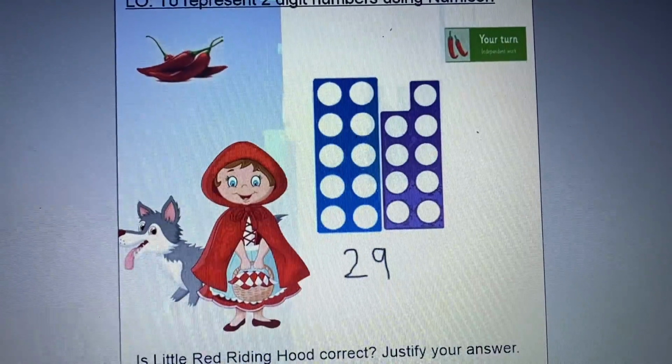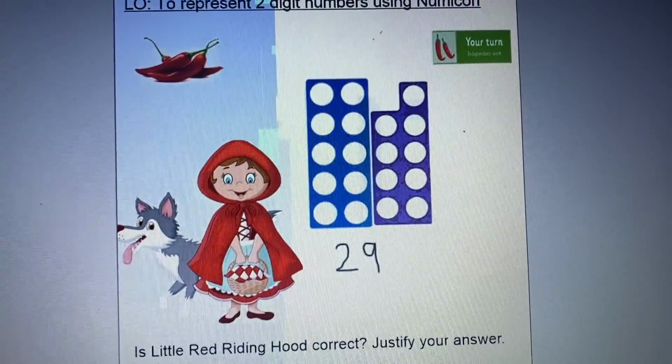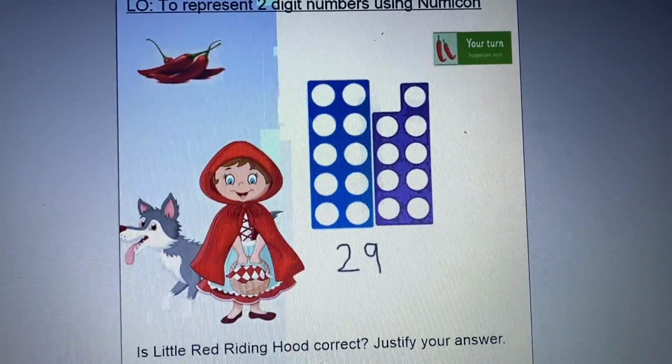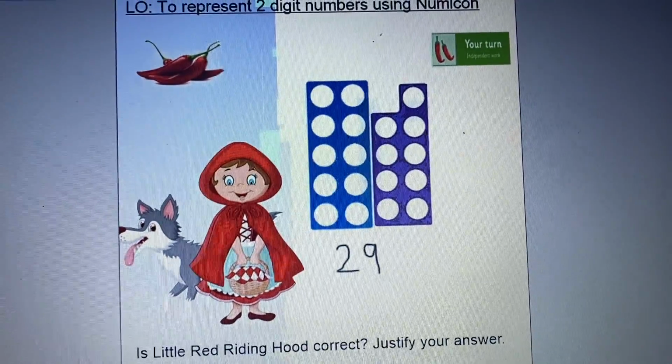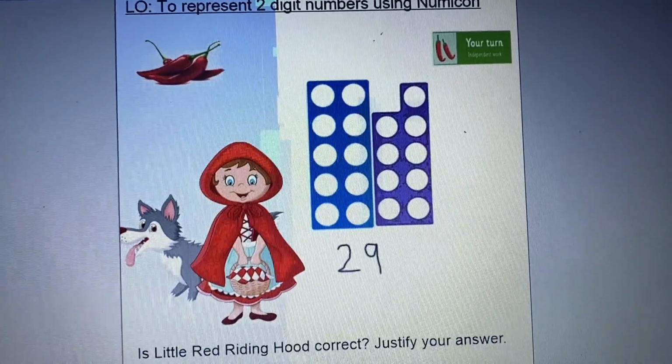And chilli 3, Little Red Riding Hood thinks that this Numicon represents the number 29. Is she correct? See if you can justify your answer. See you tomorrow.